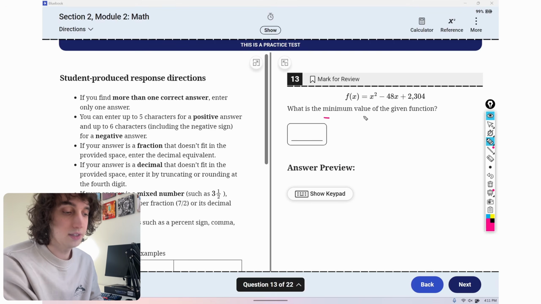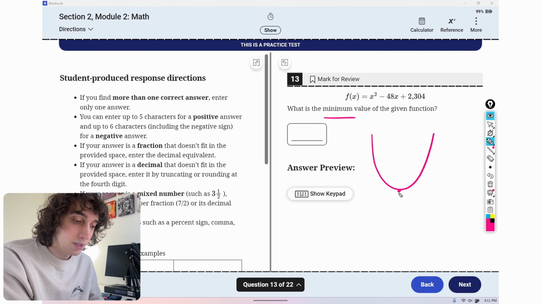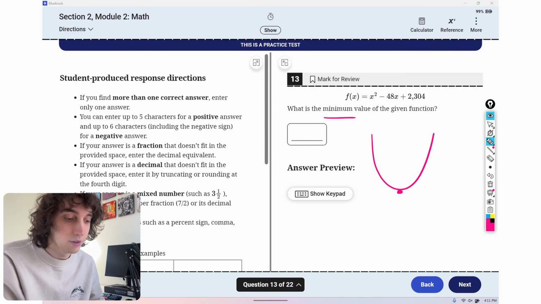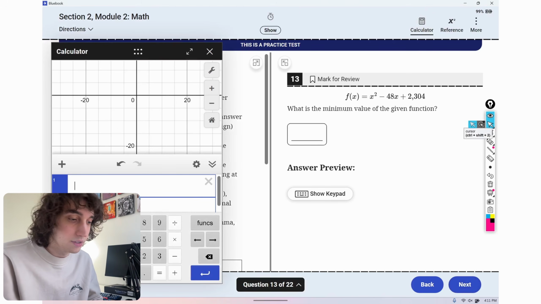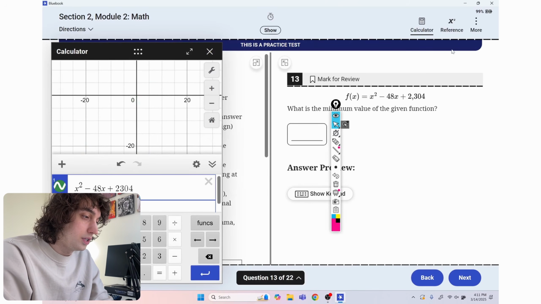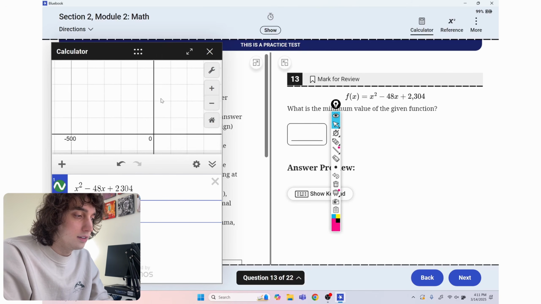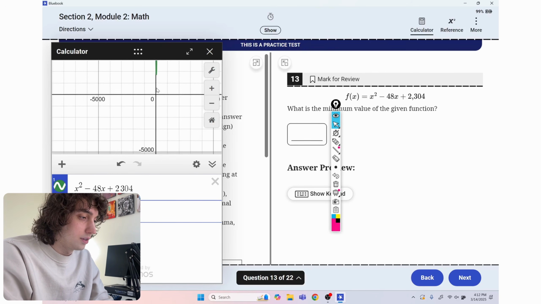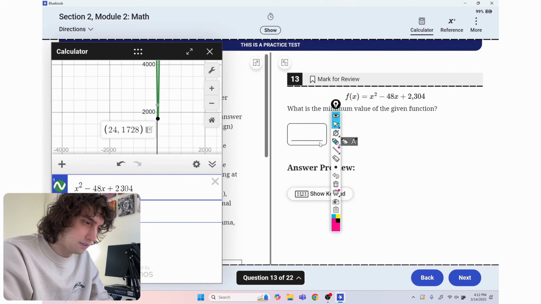Number 13 asks, what is the minimum value of the given function? So the given function is a quadratic, so the minimum value, specifically the minimum y value, is down here at the vertex. It's basically saying what y value is the vertex at. And the easiest way to find this is going to be in Desmos, literally just plugging in your function and then clicking on the minimum value. An alternative option would be to use the formula h equals negative b over 2a and then solving for that and then plugging it back in. But that's just going to be a lot more time consuming than going into Desmos and clicking on this. We have a very skinny function, Ozempic function, giving us a minimum of 1728, so close.